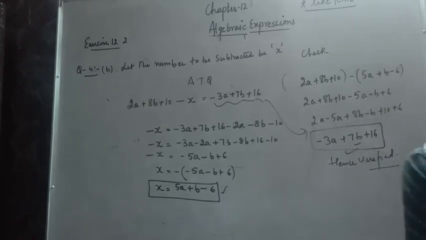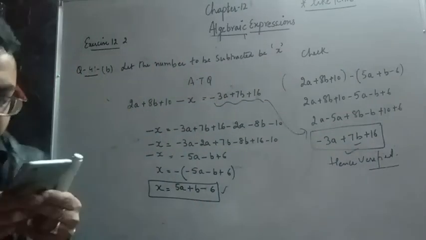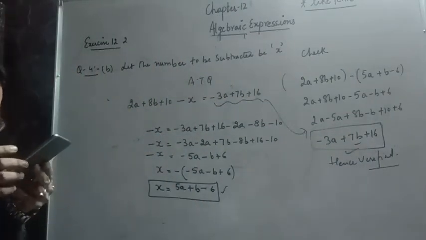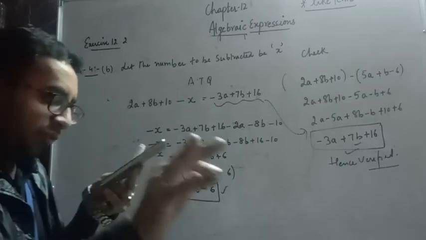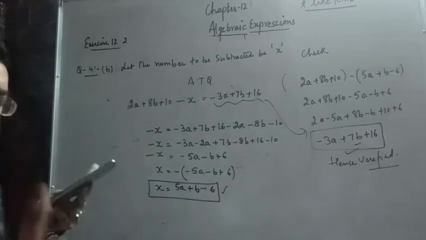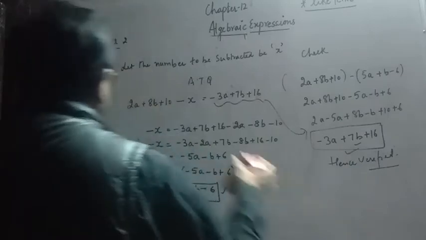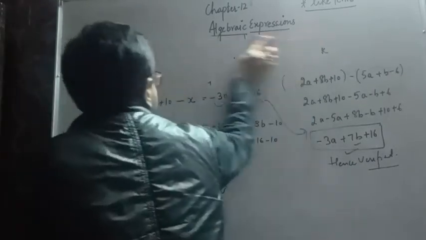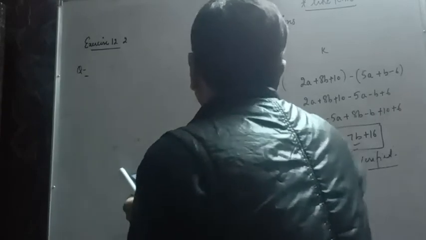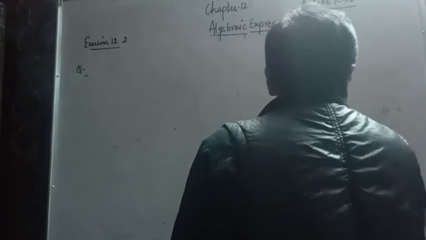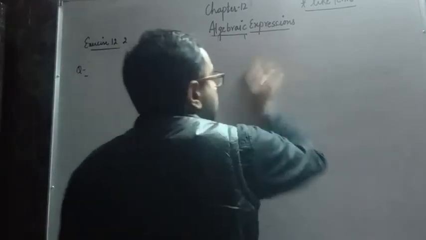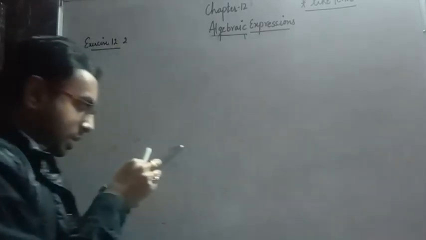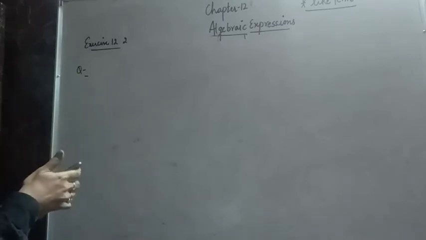Are we clear? Next question. Question number 5 is exactly the same. What should be taken away from this to obtain this? Same, taken away means subtraction. Question number 5 is homework, same. Question number 6, B part.